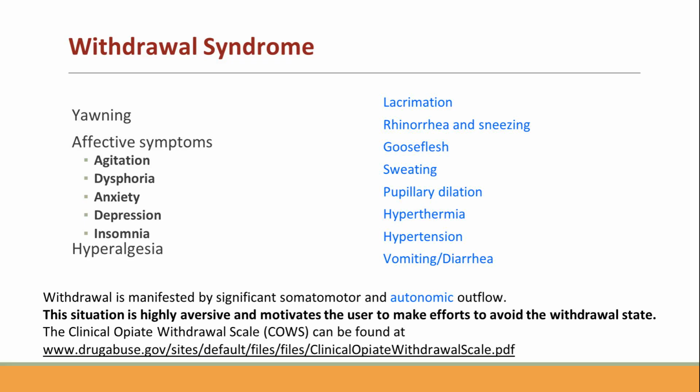Another phenomenon is opioid-induced hyperalgesia, where prolonged opioid exposure paradoxically sensitizes the nervous system, lowering the pain threshold. This creates a cycle where increasing doses worsen pain sensitivity, making clinical management complex.